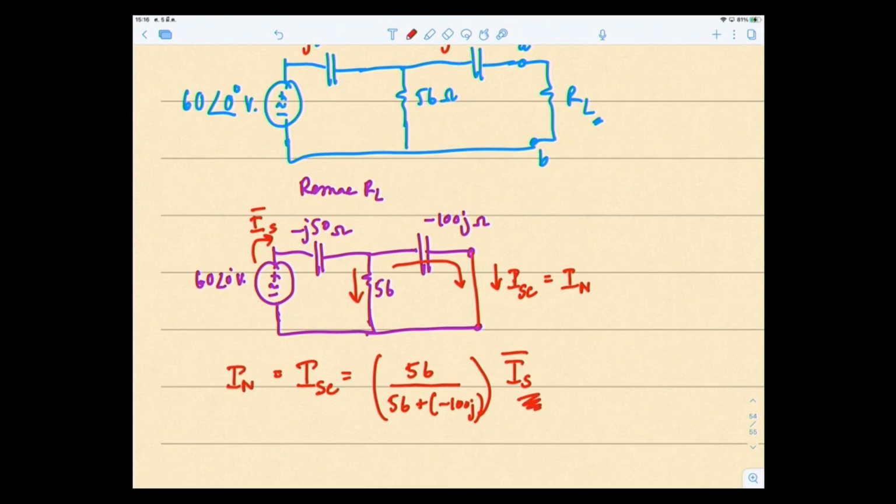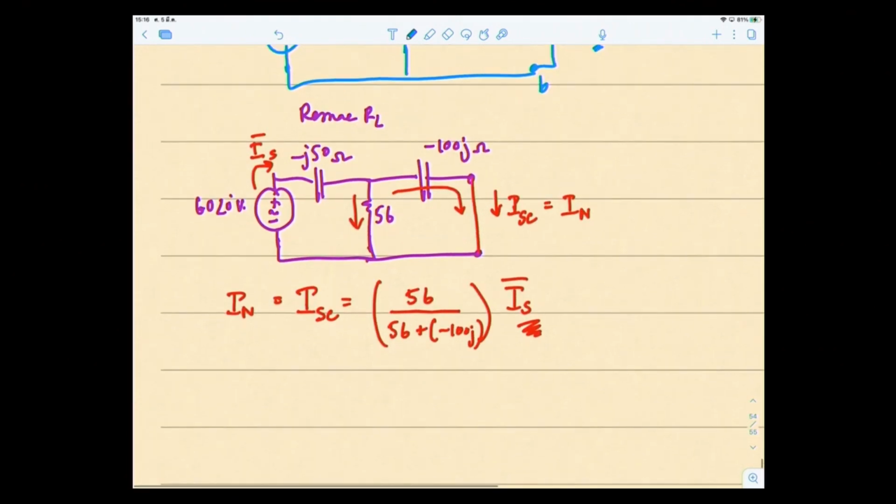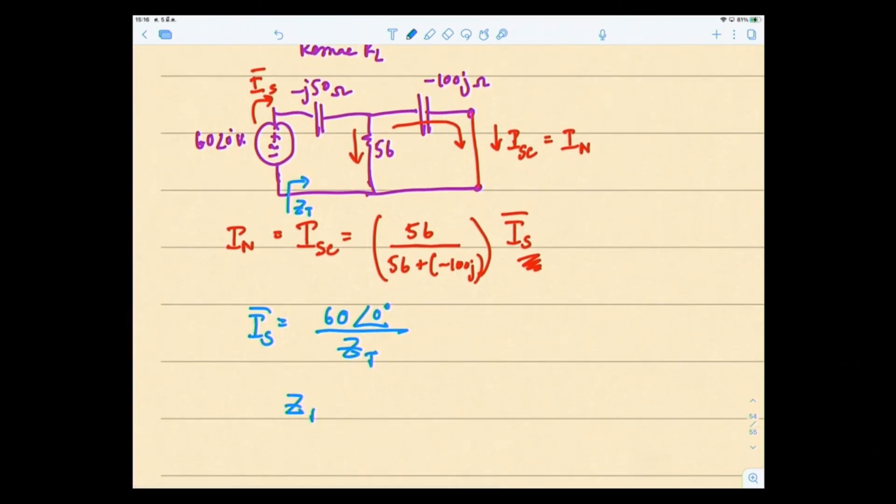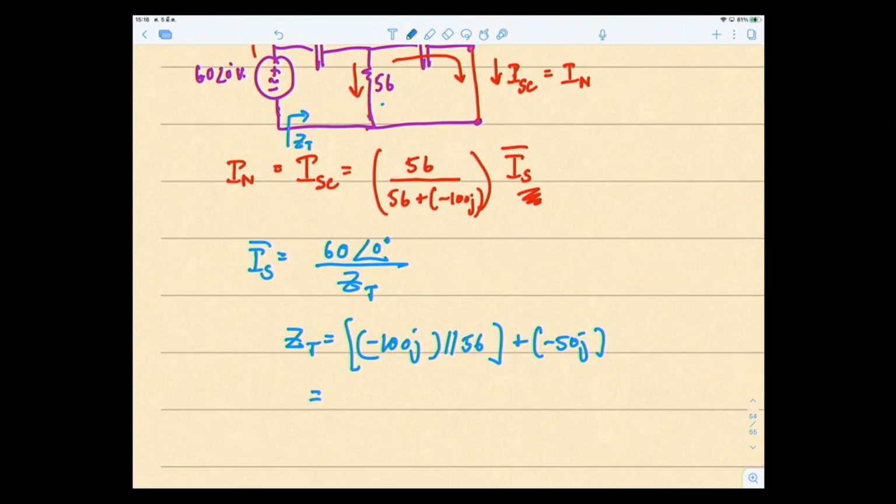But before that I have to find IS, the total current coming out from the source. So IS is equal to the voltage source divided by Z total, the total impedance looking from the voltage source point of view. Looking into it, Z total is minus 100j in parallel with 56, and the whole thing in series with minus 50j. So it becomes minus 100j multiplied by 56 divided by 56 minus 100j, plus minus 50j.